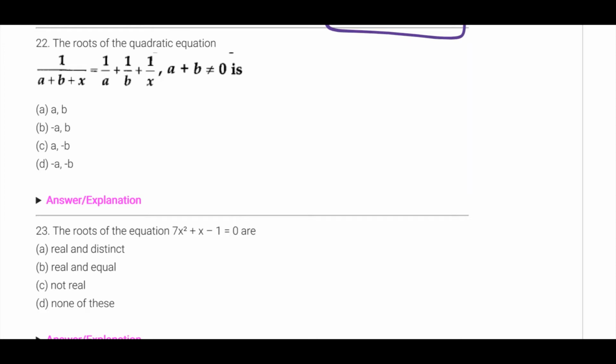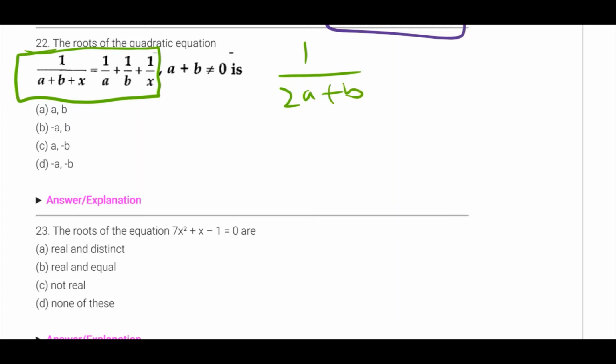The roots of the quadratic equation 1 by a plus b plus x equals to 1 by a plus 1 by b plus 1 by x. So this is the given equation. Instead of solving this, let's try to substitute the values. In the option A, I have a comma b. So if I substitute the value of x as a, I will get 1 by 2a plus b, that equals to 1 by a plus 1 by b plus 1 by a, which are not equal at all.